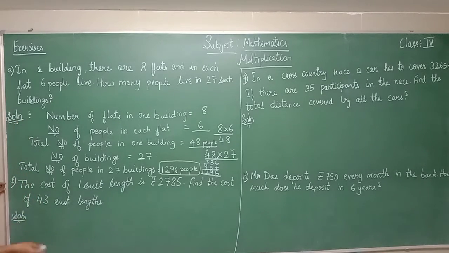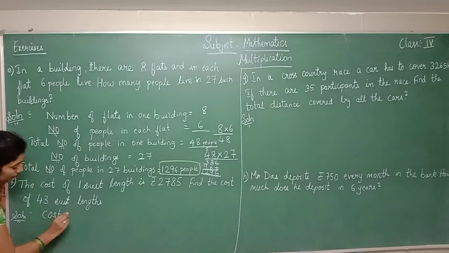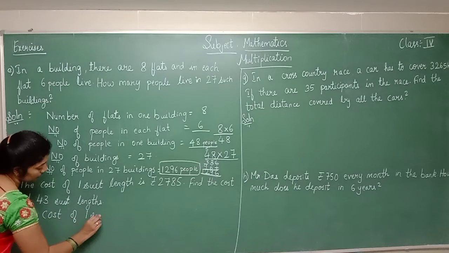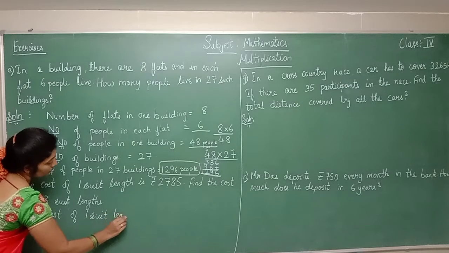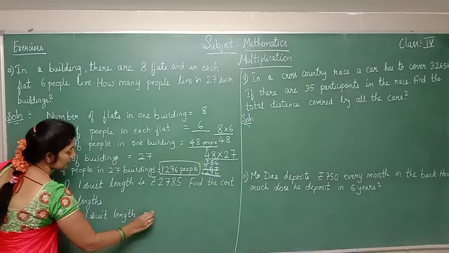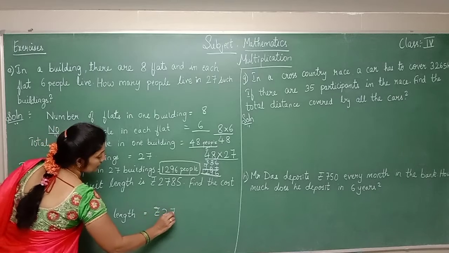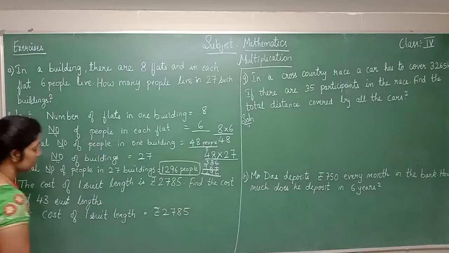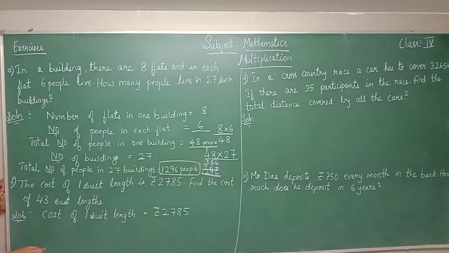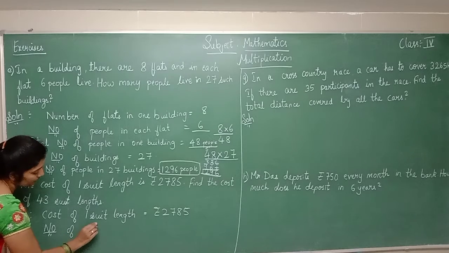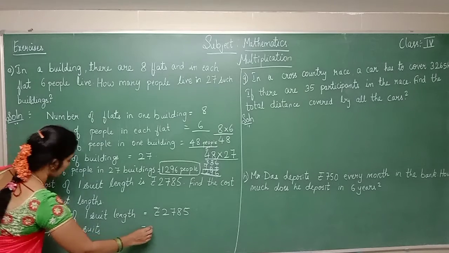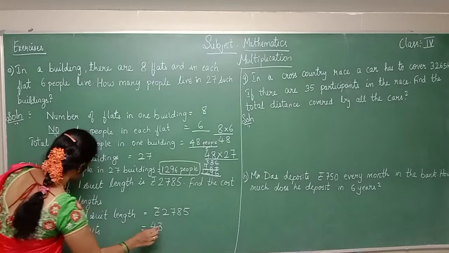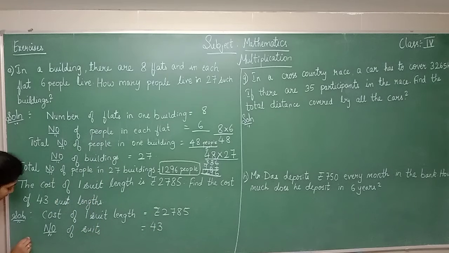So solution, as I said, it will be with your answer. What is the cost of one suit? The cost of one suit length is how much? It is rupees 2785. So find the cost of 43 suit length. So we want the number of suits. How many suits are there? First we write the number of suits, then we write into the solution there. So 43, right?